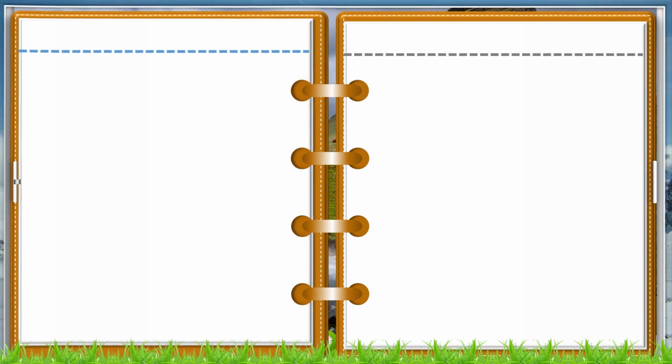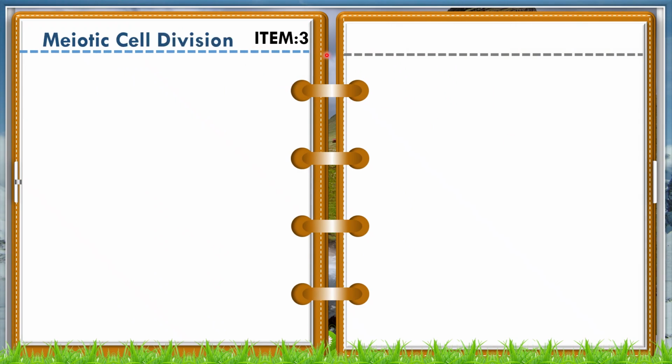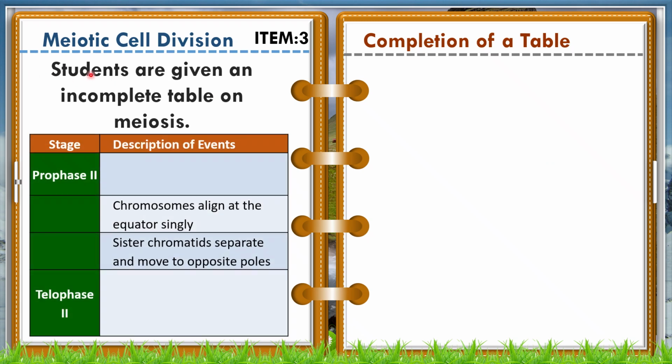Item 3. We are still in meiotic cell division. Completion of a table. Students are given an incomplete table on meiosis. So we have our table here. It has the stages and a description. We have prophase 2, but there is no description of what is taking place in prophase 2, so we have to complete this part.